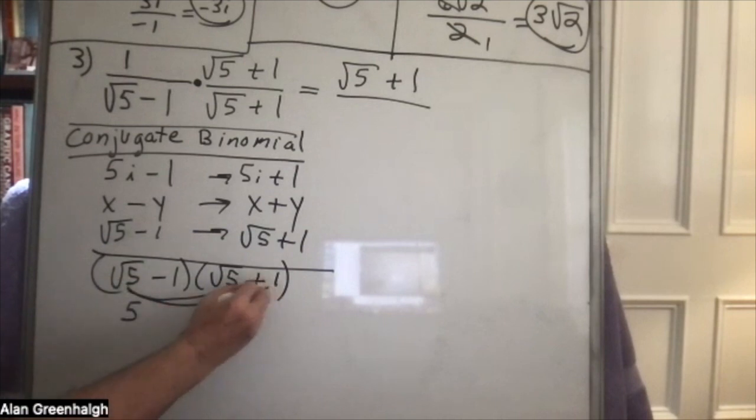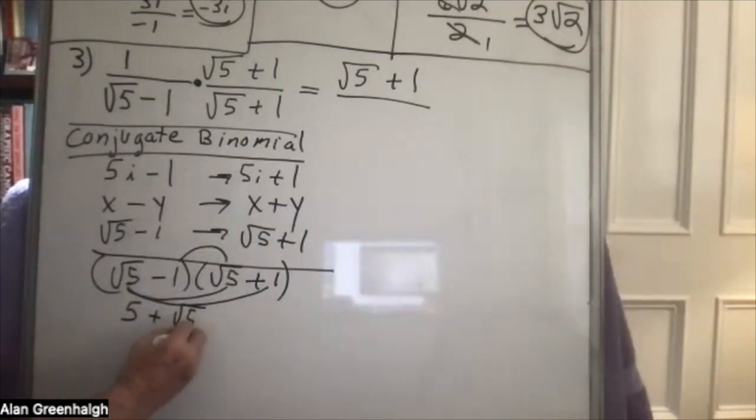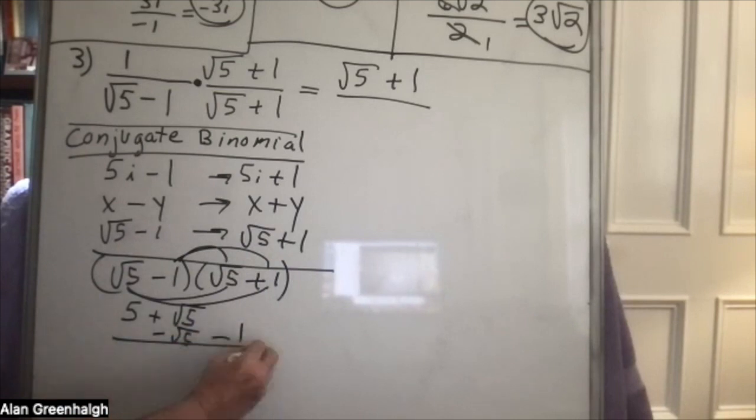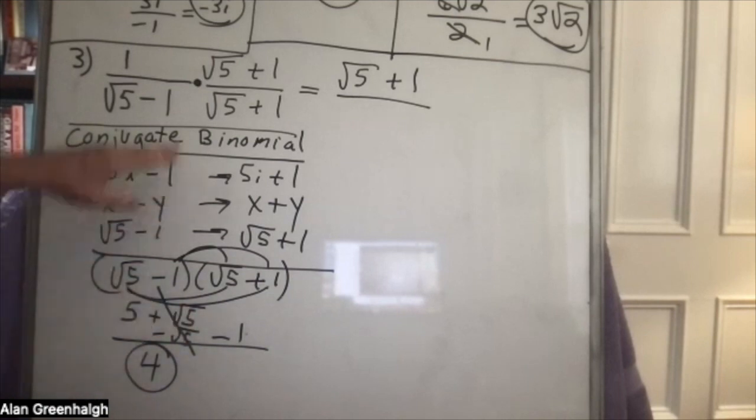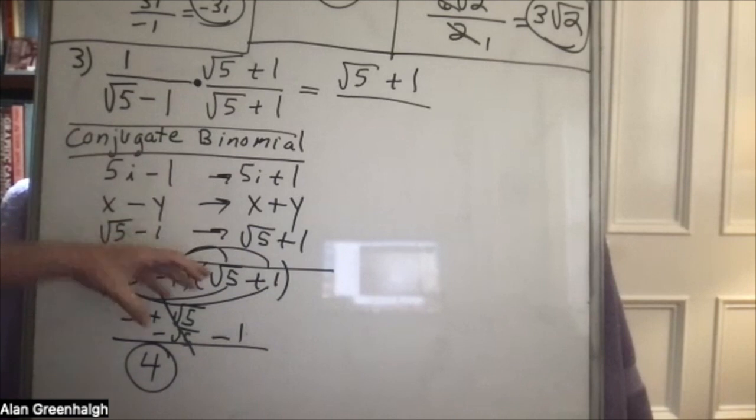The square root of 5 times 1 is the square root of 5. This is negative 1 times the square root of 5, and this is negative 1. But the important thing here is not that 5 minus 1 is equal to 4, but that this drops out. And we wind up with the answer of 4.